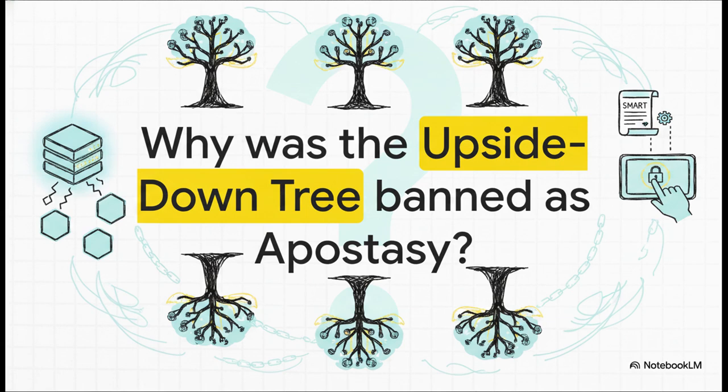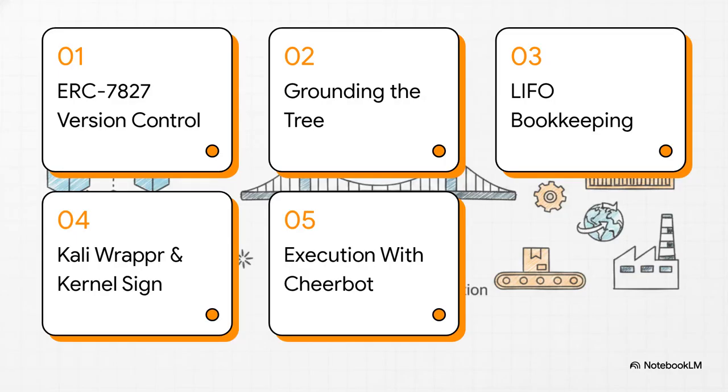Okay, let's kick things off with a pretty wild ideological clash found right in our source documents. So the classic upside-down tree metaphor, exactly how developers have visualized data structures for decades, was officially banned in this architecture, literally classified as apostasy. Sounds intense, right? Why ban a simple metaphor? But more importantly, how does taking this ban concept, properly grounding it, and then reintegrating it actually unlock massive scalable Web3 efficiency? Well, to get to the bottom of that, here's our roadmap.